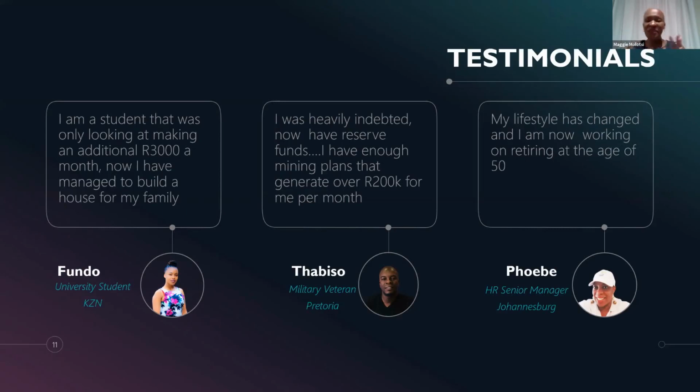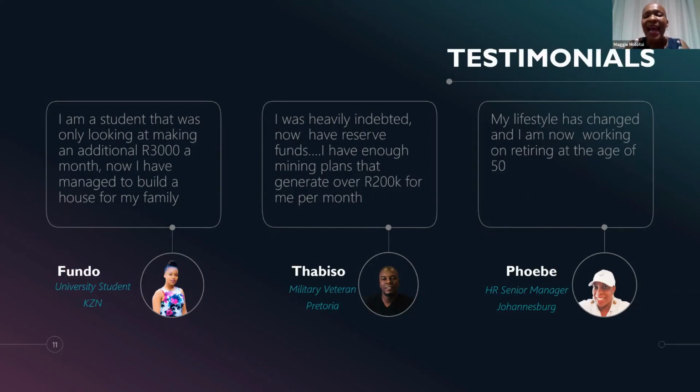Phoebe, oh, I love Phoebe. Phoebe says to me, Maggie, I want to retire at 50. Do you know what that means? It means that at 50, she says she does not need to work anymore. Not that she's going to be standing in the queue at SASSA, no. What she means is that she is going to be making enough money every month without doing much work, but be able to maintain the lifestyle that she has.